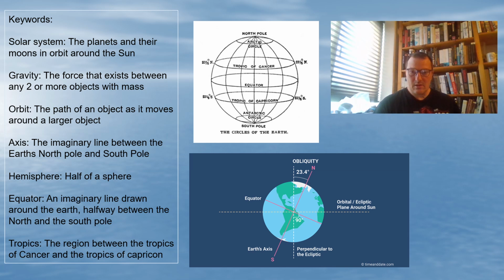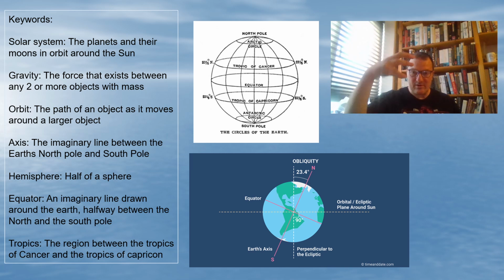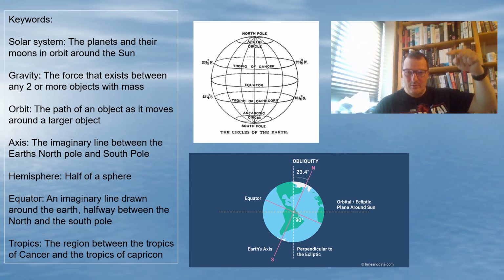The axis we talk about here, and you can see it on the slide as well, is an imaginary line between the Earth's North and South Pole. So if you have a globe, this is the axis around which the Earth rotates. A hemisphere is a half circle, so we have a northern hemisphere and a southern hemisphere. They're divided by the equator. And the equator is an imaginary line. You can't see it in reality, but it's an imaginary line drawn around the Earth halfway between the North Pole and the South Pole. And this is usually also where we have the highest temperatures.